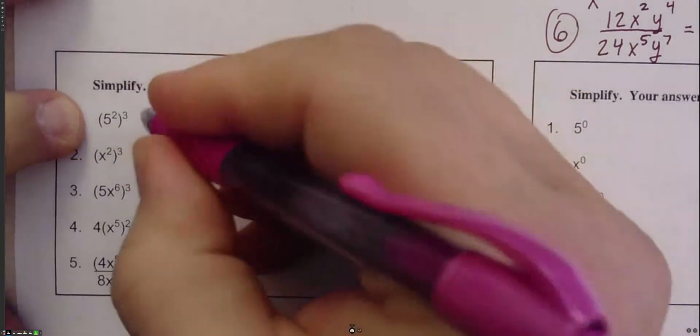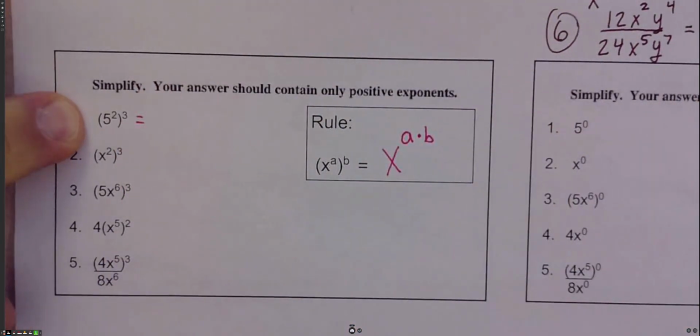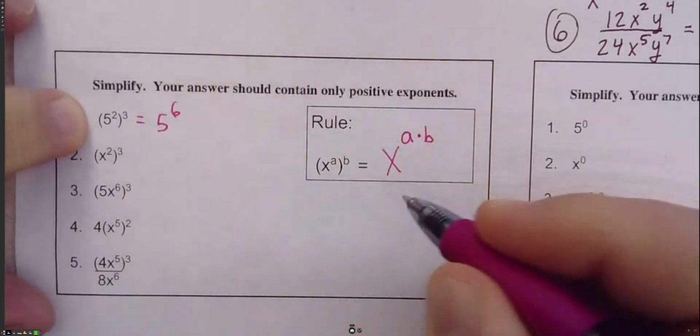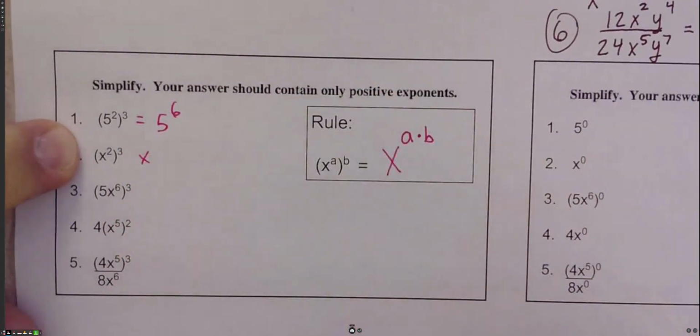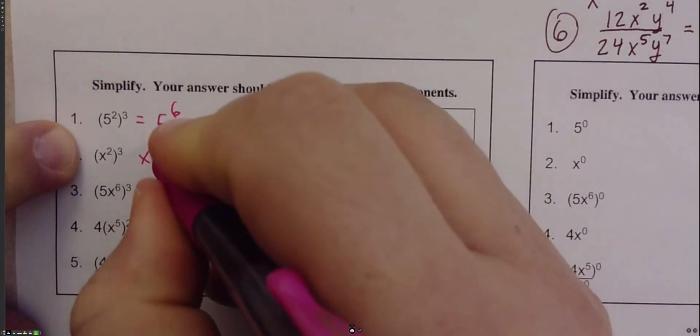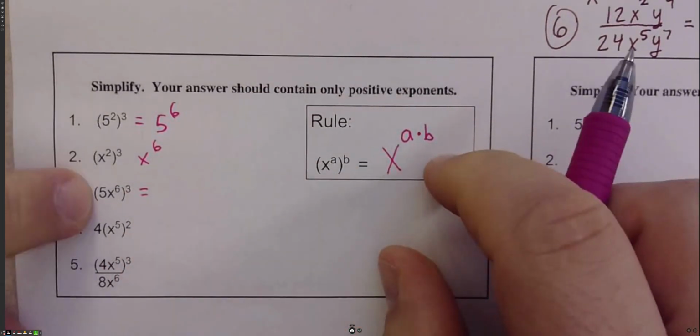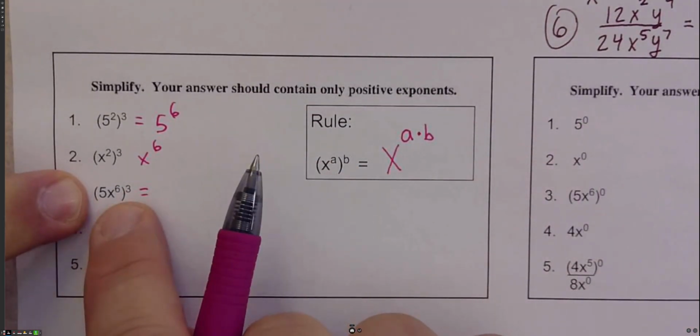So, what is 5 to the second raised to the third? 5 to the 6. Powers to powers multiply. X to the second, x to the third, x to the 6. 5, and then x to the 6 raised to the third.